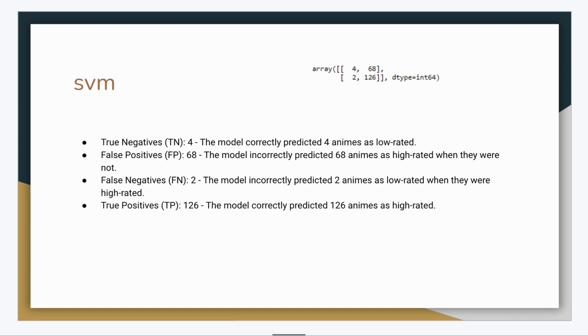The third classifier that I ran is the SVM. For the SVM classifier, I looked at true negatives, false positives, as well as a confusion matrix. The true negatives come to 4, which means the model correctly predicted 4 anime as low rated. False positives are 68, so it incorrectly predicted 68 anime as high rated when they're not. False negatives are only 2, which incorrectly predicted 2 anime as low rated when they were high rated. True positives are 126, which means the model correctly predicted 126 anime as high rated.